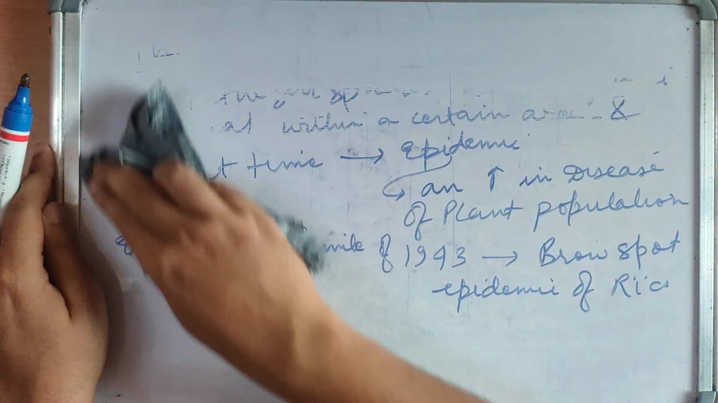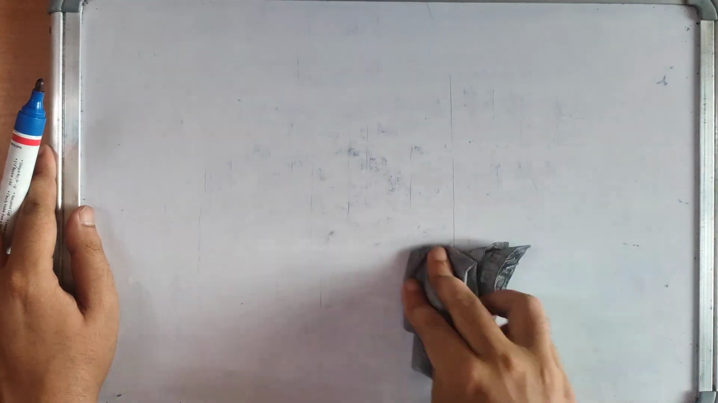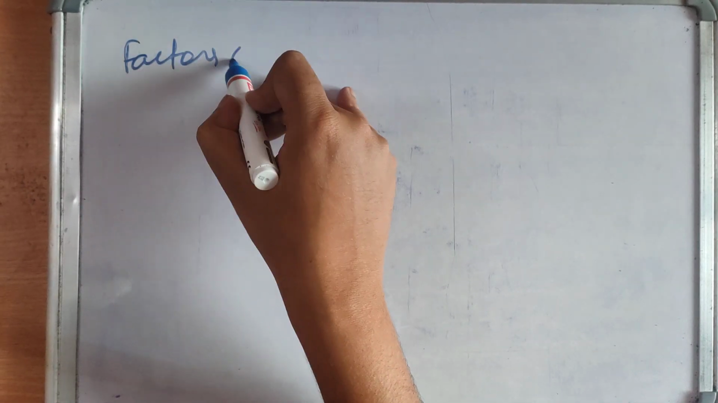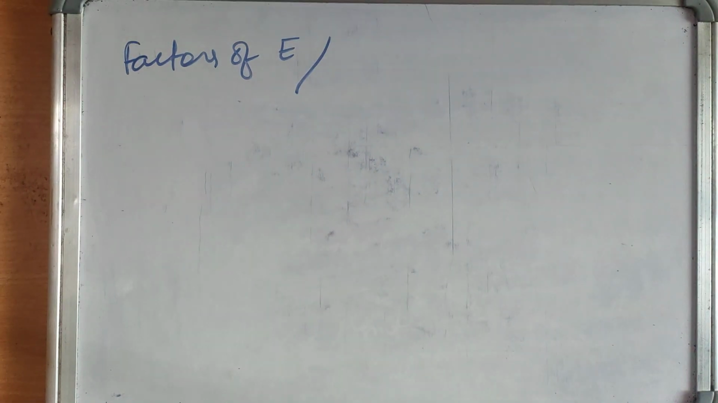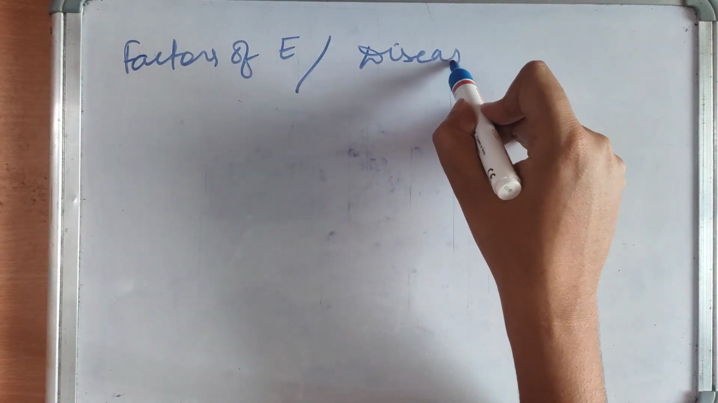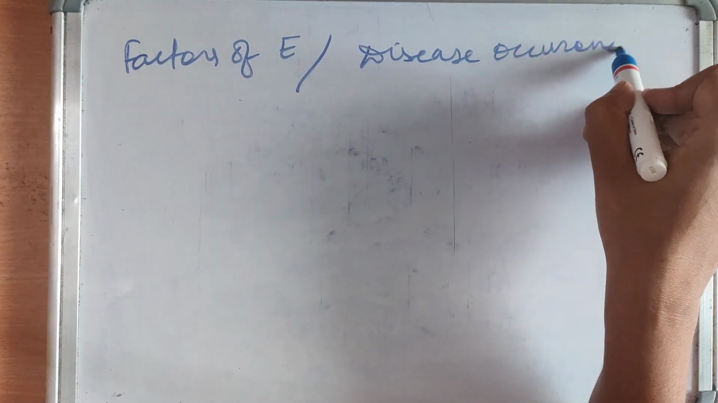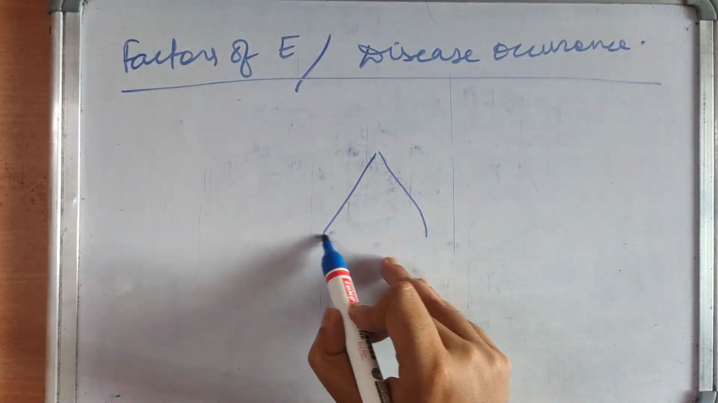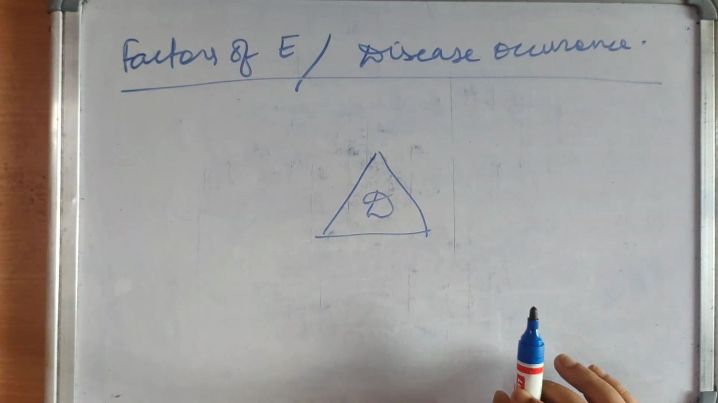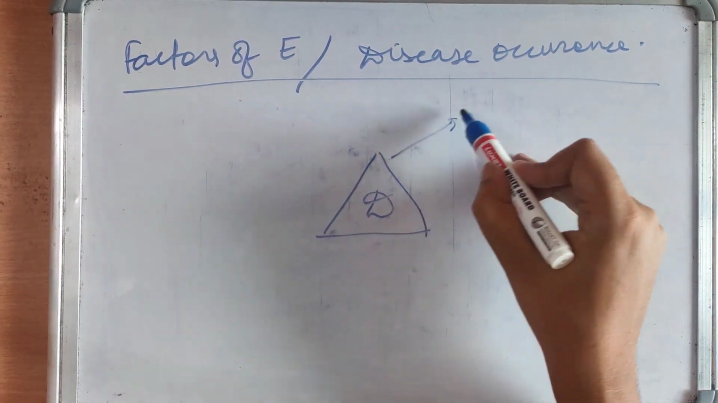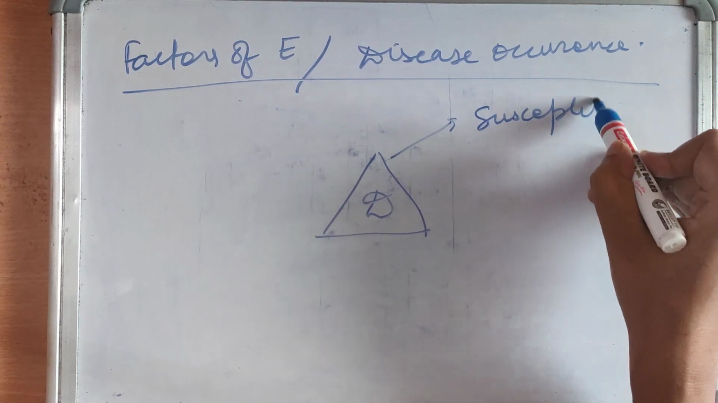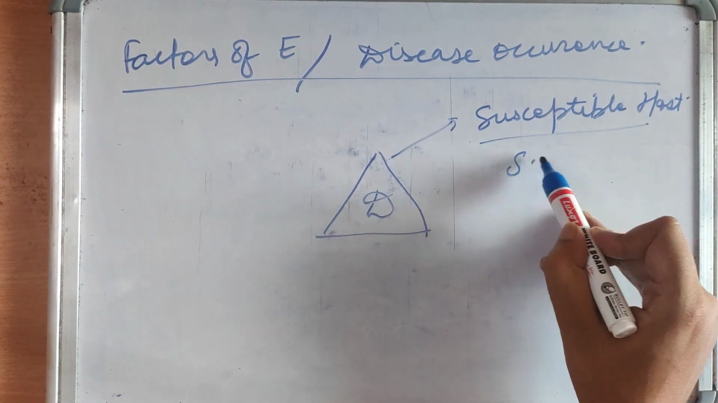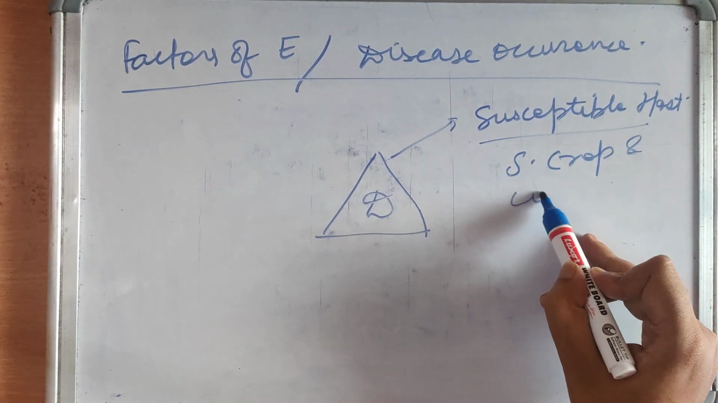Now, what are the factors of epidemic, or what are the reasons for disease occurrence? Factors of disease occurrence. Why does disease occur? There are majorly three factors. The disease is derived from three factors. First one is susceptible host, or you can say susceptible crop and cultivation.